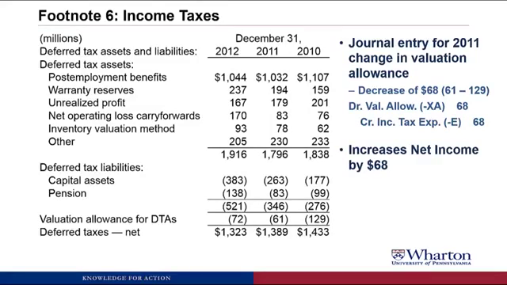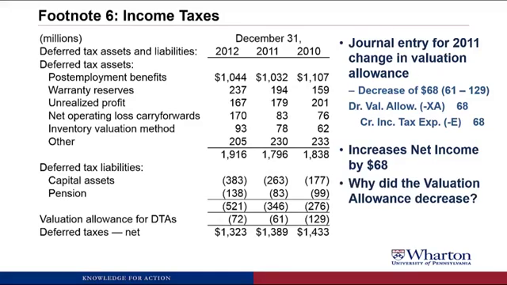So again, we talked about this was one of those things you'd want to find in the footnote because it's potentially last chance earnings management. Every dollar that you reduce the valuation allowance increases net income by $1. So hopefully Moth has a good explanation for why the valuation allowance decreased in 2011.